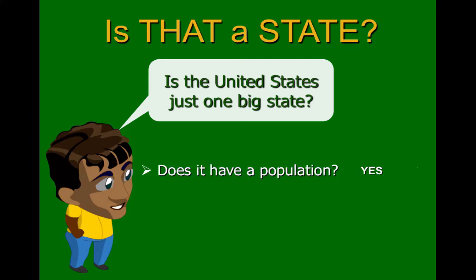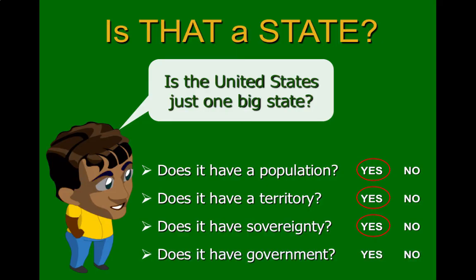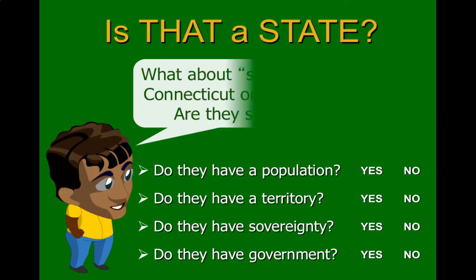So is the United States a state? Does it have population? Yes, it does. Does it have territory? Yes, we can look at the United States on a map. Does it have sovereignty? The United States is sovereign. We have absolute authority within our borders. No one can tell us what to do. There's nothing higher than the United States. Does it have government? Obviously, we do have a government.